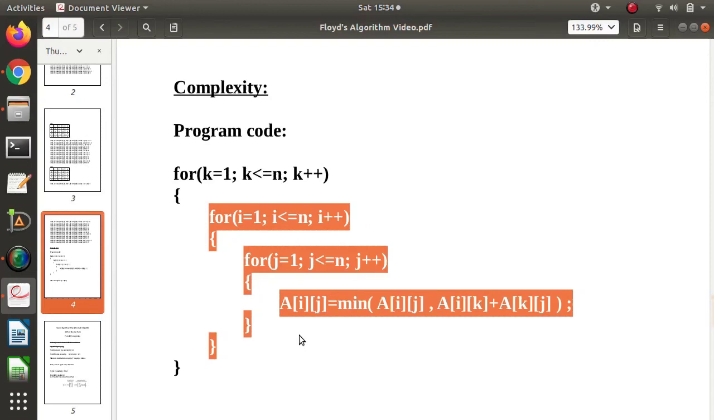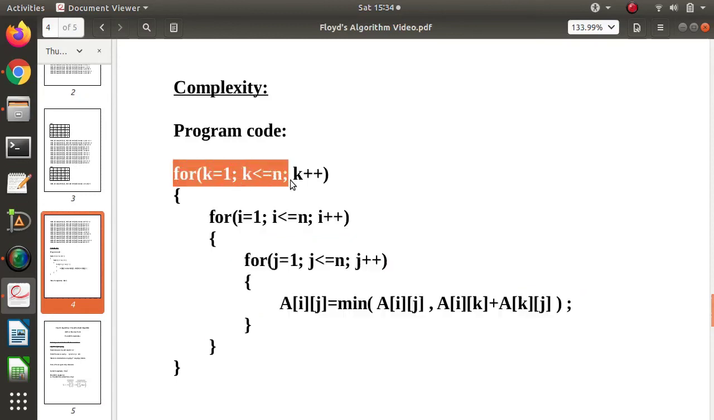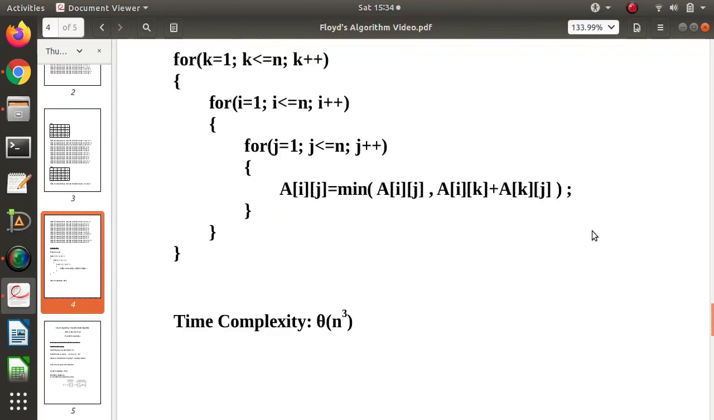Now see, for calculating one matrix we require this, but we are calculating for 1, for 2, for 3, and for 4 as an intermediate node. So that's why we require one more for loop, as we are iterating over all the vertices. So here there are a total of 3 for loops, and because of these 3 for loops, our complexity becomes theta of n cube, where n is the total number of vertices in our graph. That's the total complexity, theta of n cube.